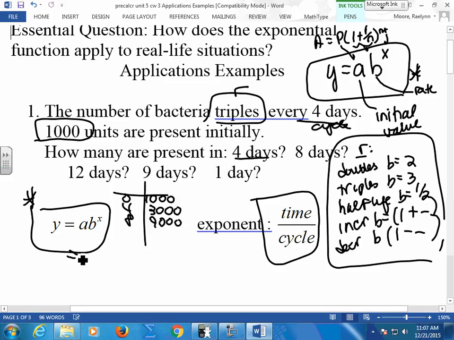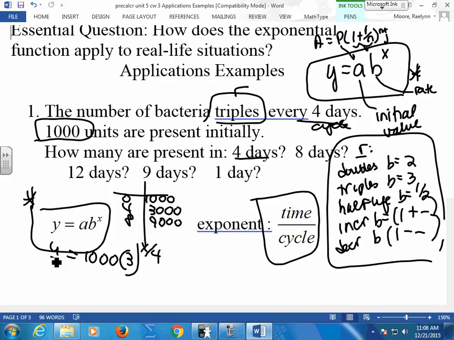So we're going to start like this. What's A? What's your initial units? 1,000. What's your rate? 3. I'm tripling. I'm going in days. X represents days, but how many days to complete a cycle? 4. So divide by 4. This is going to tell me how many I'm going to have. So they want to know in 12 days. Where do I put the 12? In the X. Good. Over the 4. The 4 over the 4, the 8 over the 4.